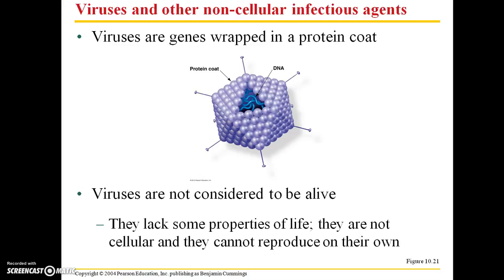Okay, switching gears a little bit here, let's just talk briefly about viruses and other non-cellular infectious agents. So viruses are simply DNA or genes wrapped in a protein coat. So this is a depiction of a virus here. We have DNA in the middle, and it's surrounded by various types of protein. Viruses are not considered to be alive, so they do not have all of those 7 properties of life that I talked about during the first chapter lecture.